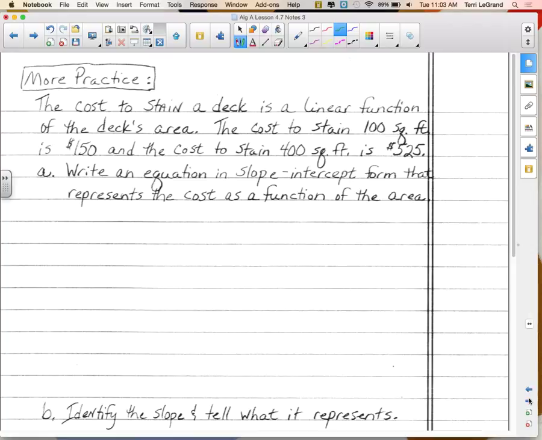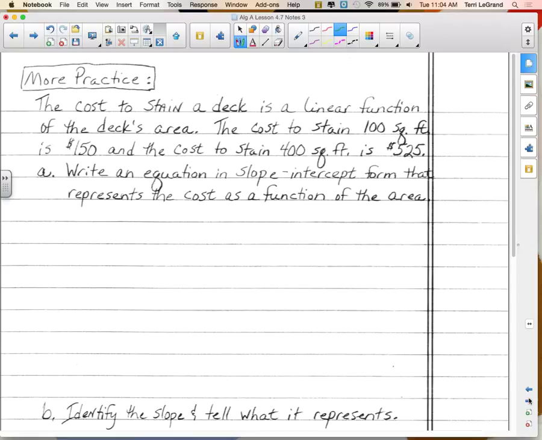The cost to stain a deck is a linear function of the deck's area. Area means, like if this is a rectangular deck, how would we find its area? Length times width. We're trying to figure out how many square feet, a foot by a foot, how many squares of area there are, how many it would take to cover it. The cost to stain 100 square feet is $150, and the cost to stain 400 square feet is $525. Write an equation in slope-intercept form that represents the cost as a function of the area.